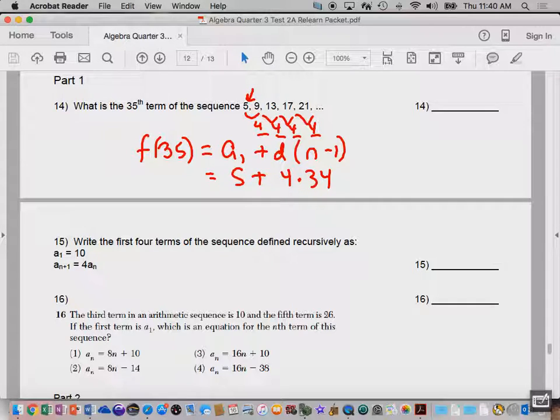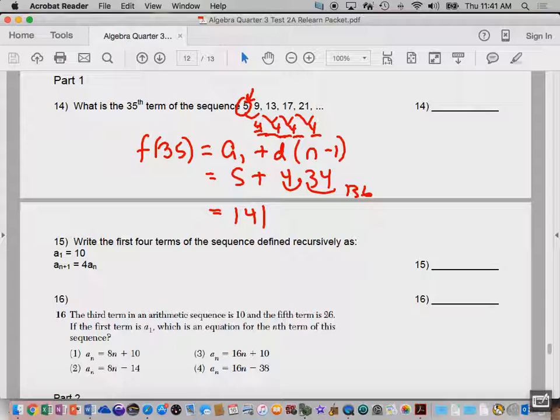4 times 34 is 136. 5 plus 136 is 141. Okay? Good little bit of practice there. So again, another way to look at it, I'm starting at 5. How many times do I go up by 4? Since I want the 35th term, 34 times I'm going to go up by 4. So 34 times 4, which is 136, and then you started at 5, so 5 plus 136 is 141.